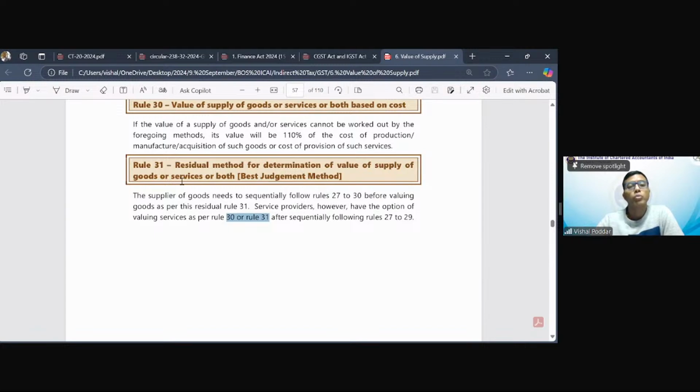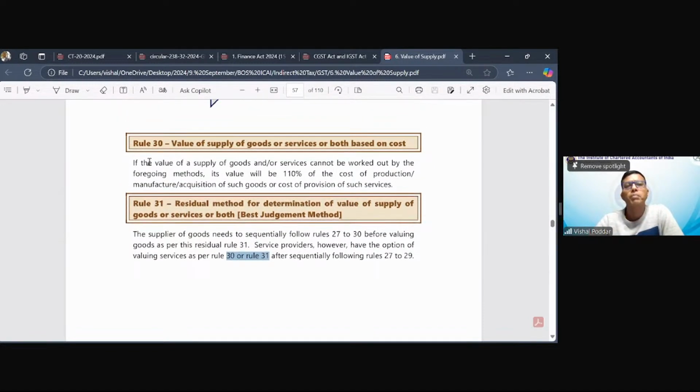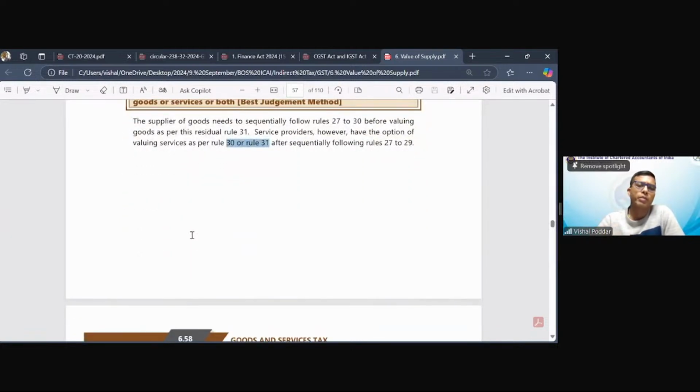Why? Because doing costing for services at times is a challenge. It may not be reasonably possible to do a proper costing of service. So for services, rule 30 may not be applied. You can directly come to 31, but for goods, you have to compulsorily first apply 30, and even when 30 fails, only then you can come to 31, where I believe that 30 will not fail, because for goods, doing costing is generally comfortable or possible.